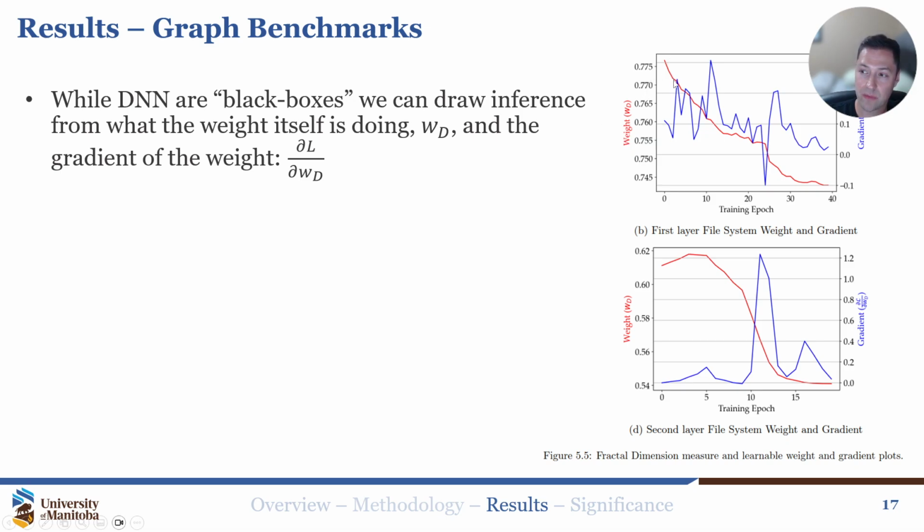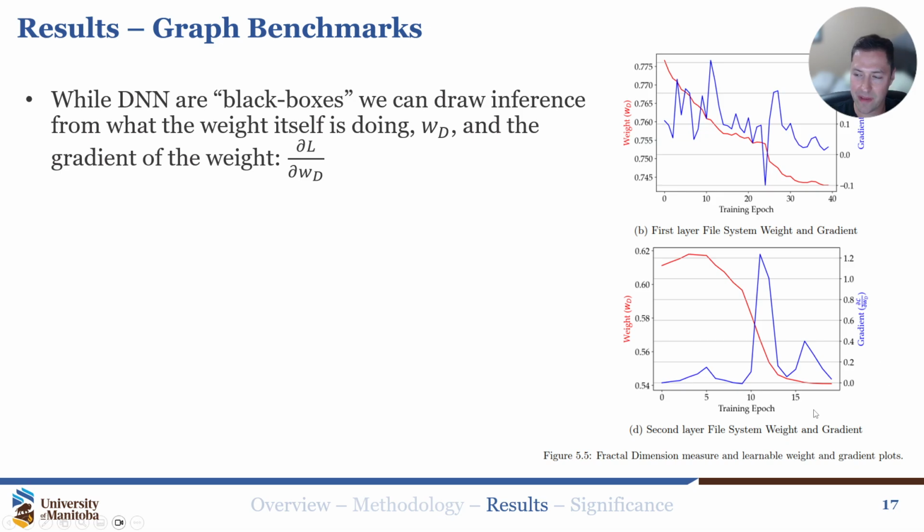What we see in this red plot is that the weight does seem to converge to some value here, 0.745, and the gradient does fluctuate a lot, but then approaches something closer to zero. Again, we don't want it to necessarily be zero, but it's converging with the rest of the model. So that's a good sign.